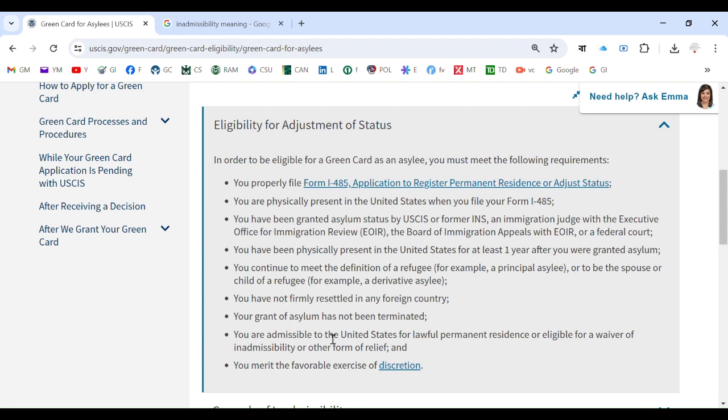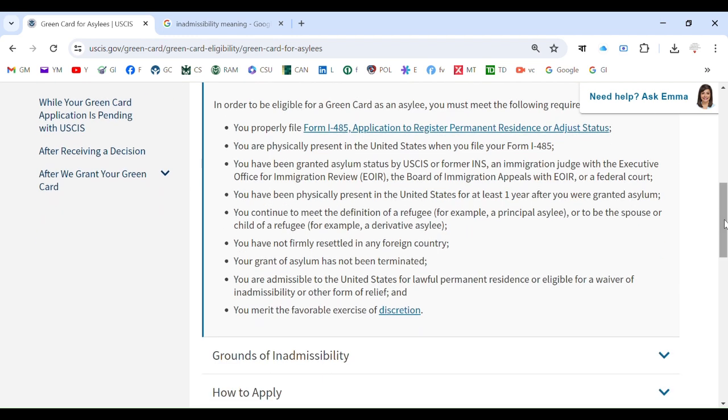And you are admissible to the United States for lawful permanent residence or eligible for a waiver of inadmissibility or other form of relief. So what does that mean? Do not take too much care. Do not become very afraid. Just think very slowly. You are admissible to the United States. What does that mean? You can enter the United States lawfully, like you are not banned from entering the United States.